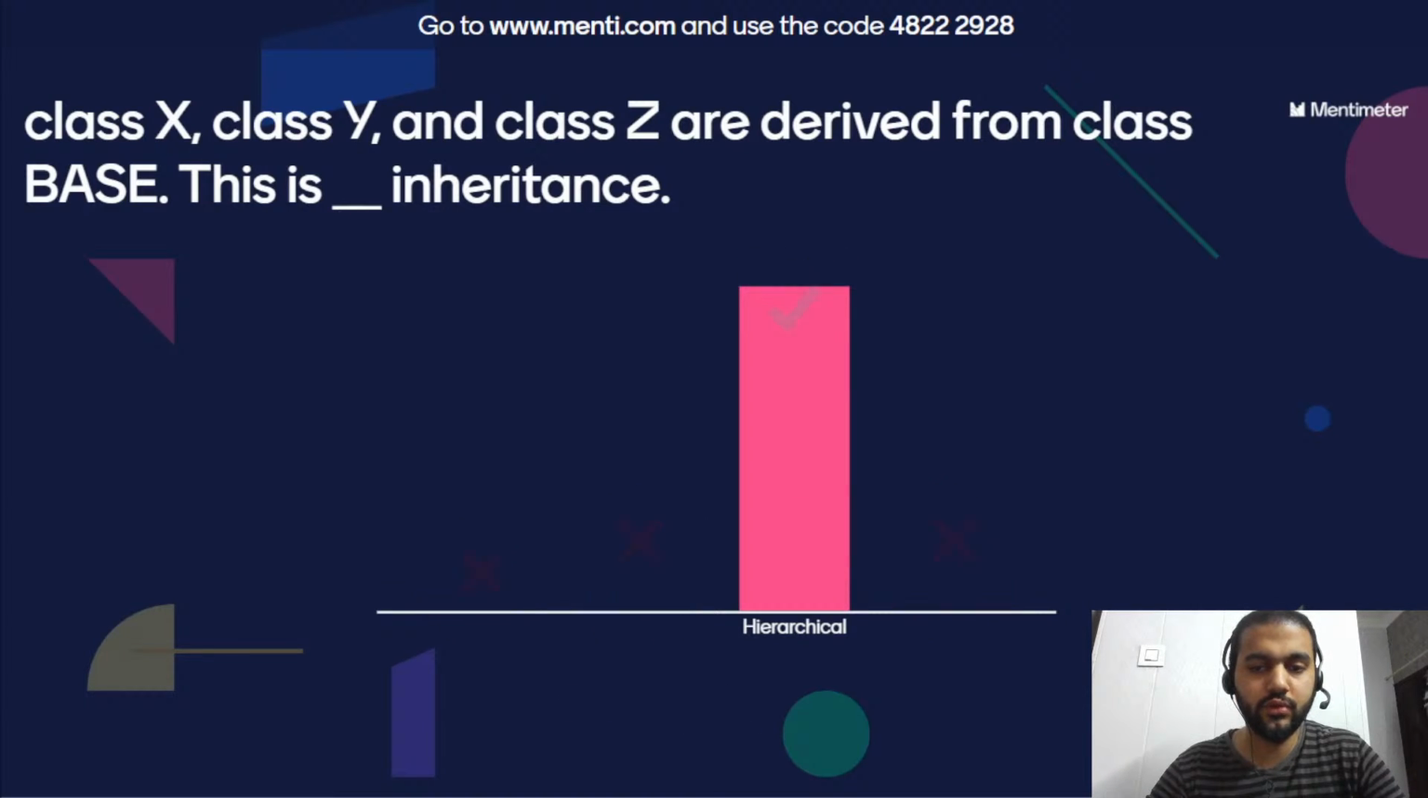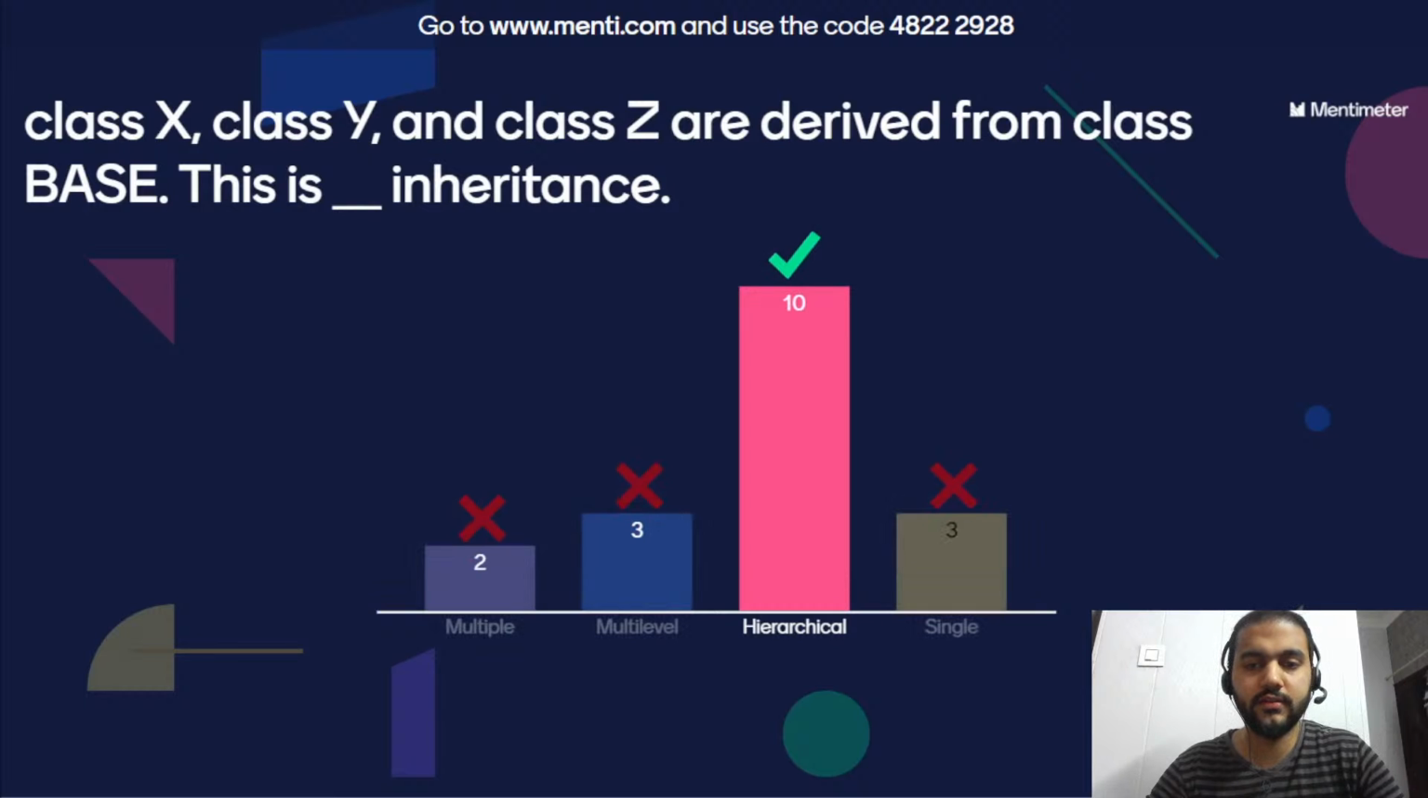So everyone has voted and 10 people managed to give the right answer. Very well, guys. So yeah, C, hierarchical inheritance. So basically a type of inheritance in which more than one class is inherited from a single parent or base class. So this type of inheritance is called hierarchical inheritance. Especially those features which are common in the parent class are also common with the base class. So in this question, option C is the correct. Hierarchical inheritance is the correct option.